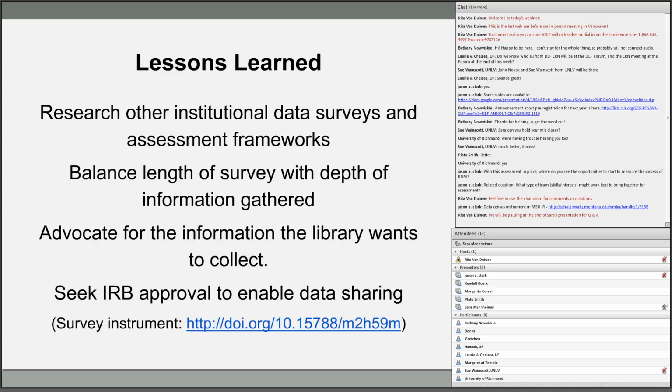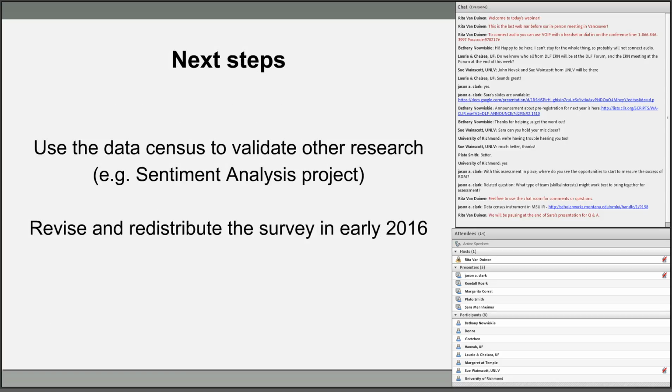And then lastly, seek IRB approval, which we did not. And so it looks like we may not be able to share the survey data that we collected. We do have our survey instrument posted to our institutional repository. I talked with someone at IRB yesterday, and she said it's possible that we could get an exemption and say that we're analyzing so-called existing data since we've already collected it. I'm a little confused about how that works, but hopefully that will allow us to share our data because I think it could be helpful to others.